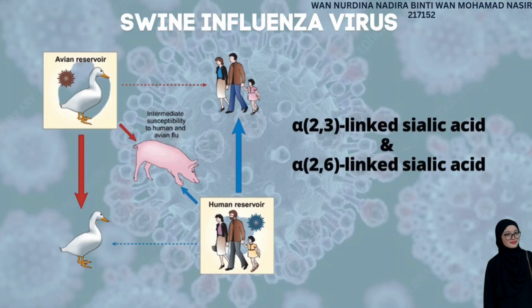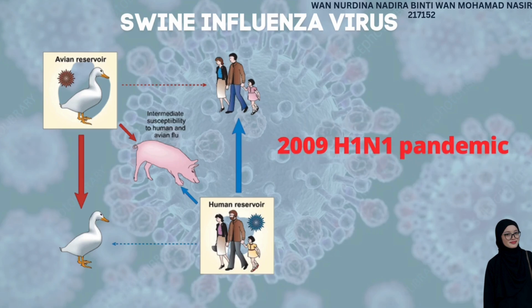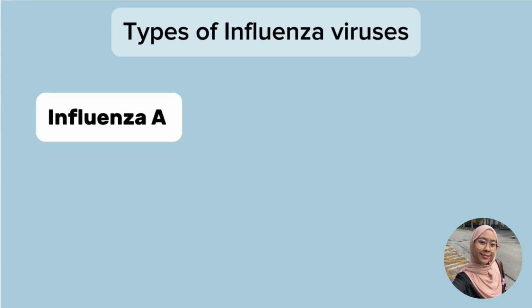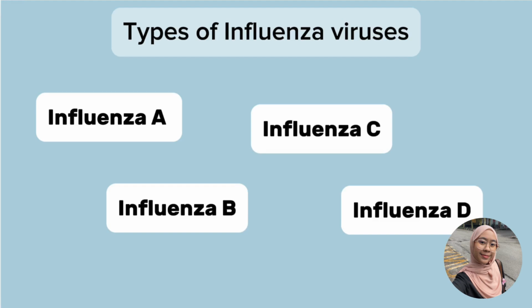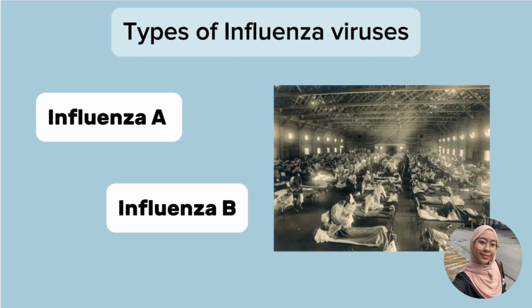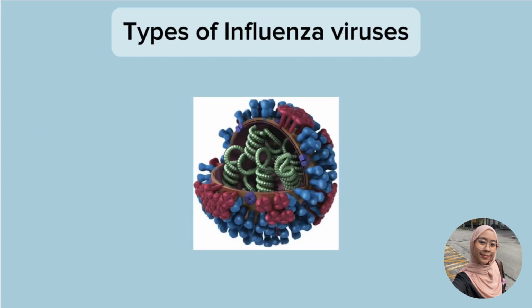Swine influenza viruses are unique. Pigs have both alpha-2,3 and alpha-2,6 receptors, allowing them to be infected by both human and avian flu strains. This dual binding ability makes pigs ideal hosts for mixing strains, like the reassortment that led to the 2009 H1N1 pandemic. Influenza viruses are classified into four main types, which are influenza A, B, C, and D. Among these, influenza A and B are the culprits behind seasonal flu outbreaks. Let's dive into each of the influenza types.